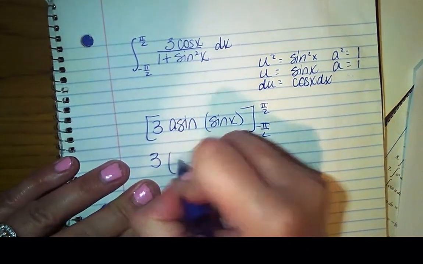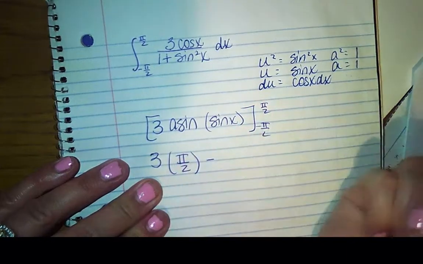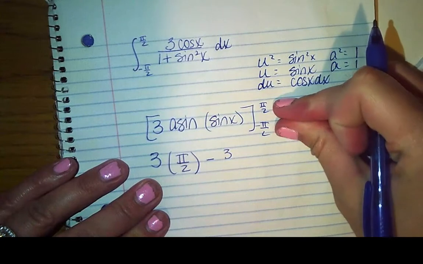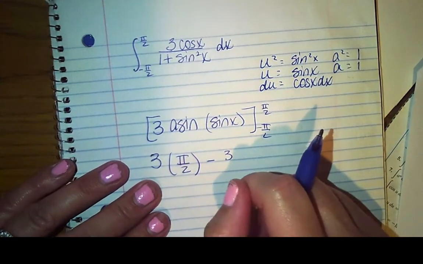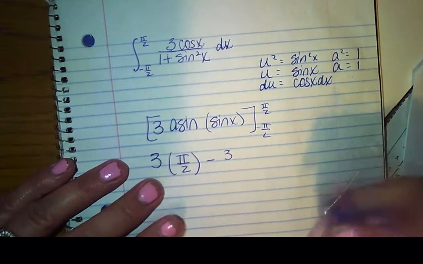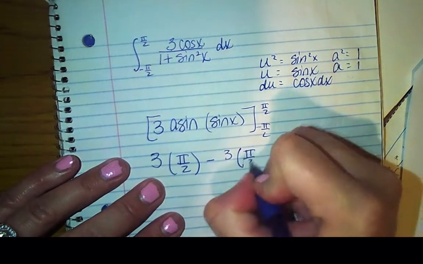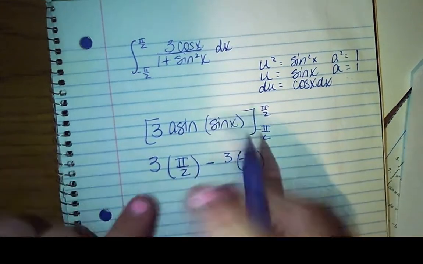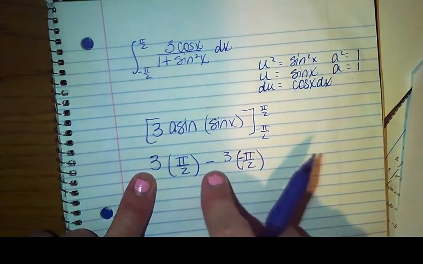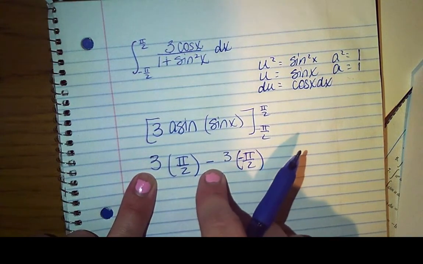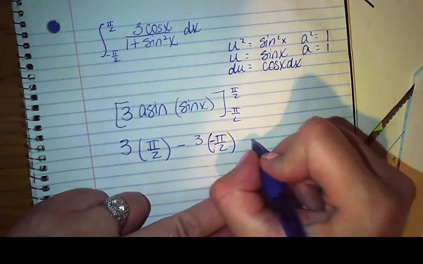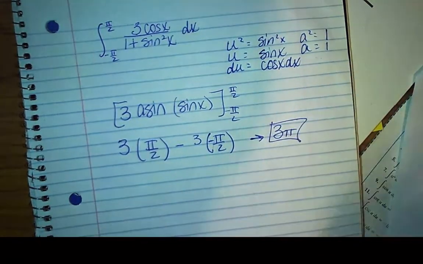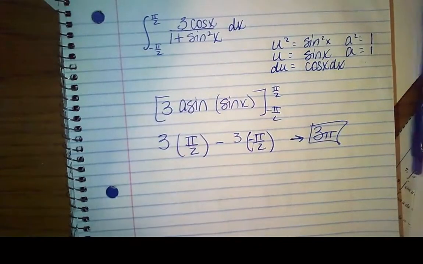So I've got 3 times pi over 2 minus 3 times, and then the exact same thing is going to happen. As long as these limits of integration are in the original domain, you can use them. Okay, so that becomes another 3 pi over 2, and it's negative, sorry. So that becomes 3 halves of a pi plus 3 halves of a pi, which is going to be 6 halves of a pi, which is 3 pi. So that is your final answer for that problem. And that is it for this section.